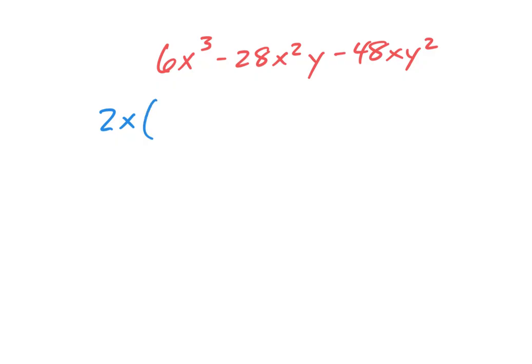I'm going to divide that. You can write it underneath all of those, but you just have to remember to divide it. That's probably one of the other mistakes that gets made a lot. This is a division problem here. So 6 divided by 2 would be 3. 3 x's, take 1 away, would be 3x squared. Then 28, and this is going to be a minus sign. 28 divided by 2 would be 14. 2 x's, take 1 away, and a y. 48 divided by 2 would be 24. x, take an x away, y squared.